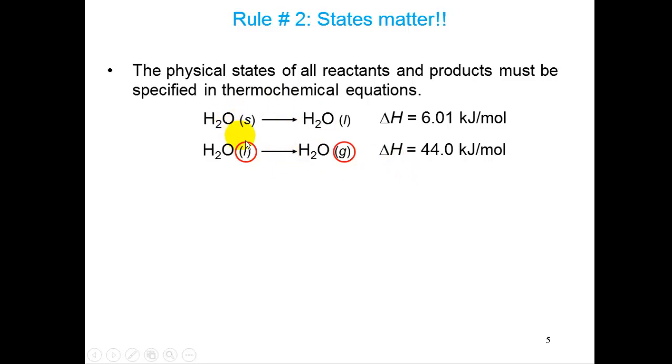All of these are water, but solid to liquid has a different enthalpy value as opposed to liquid going to gas. So your delta H really matters if you're talking about solids, liquids, or gases. It's all water, but the states matter. So be aware that your delta H is dependent upon whether you're dealing with a solid, a liquid, or a gas, or even, as we talked about in Chapter 4, an aqueous solution.